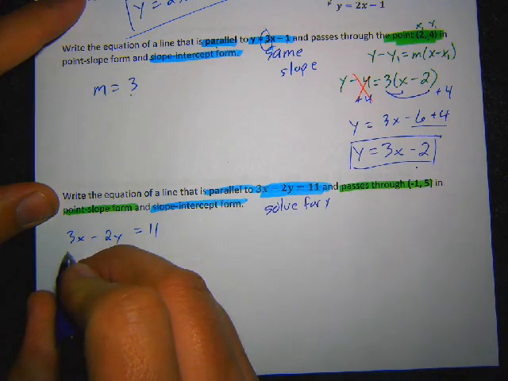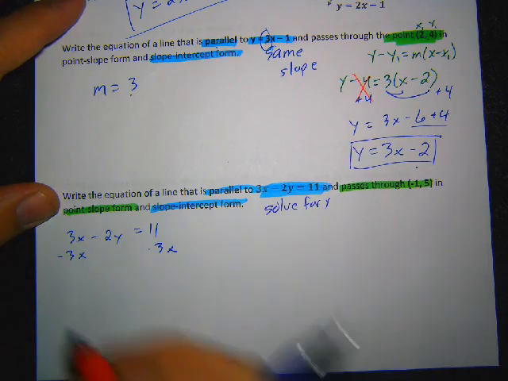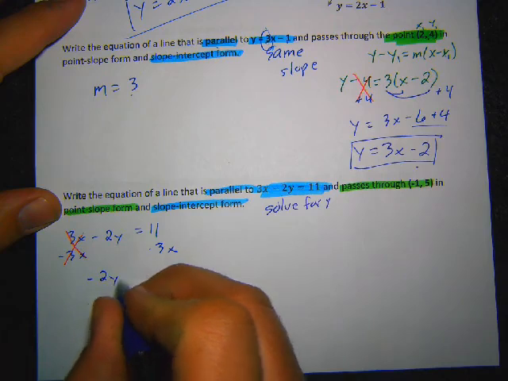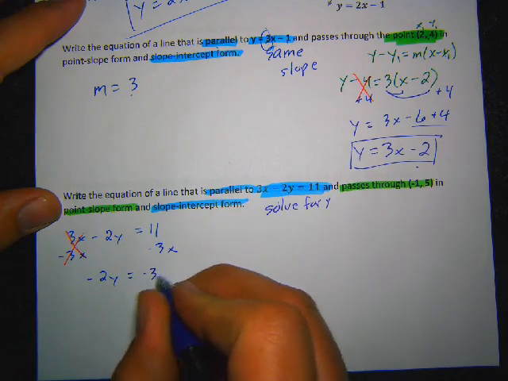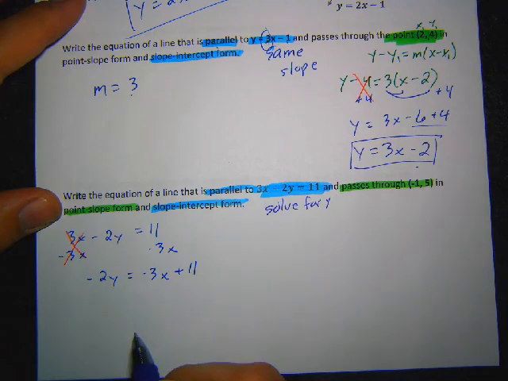I'm going to solve this for y. So first thing, I want to get rid of this 3x. I'm going to subtract 3x from both sides. I'm just trying to get this side empty, so I just have the negative 2y left. So negative 2y equals, I'm going to put this as negative 3x plus 11. I like the x in the front.